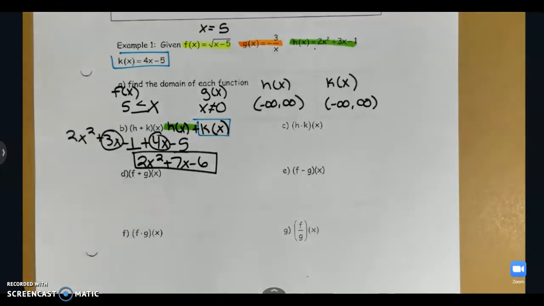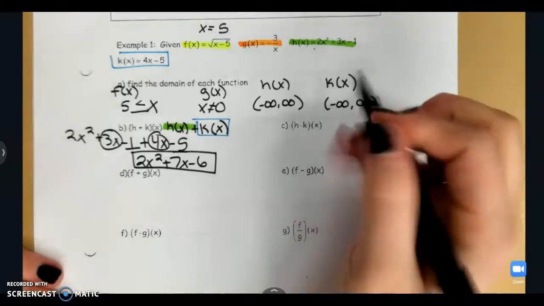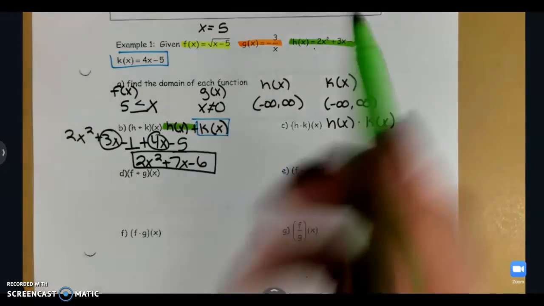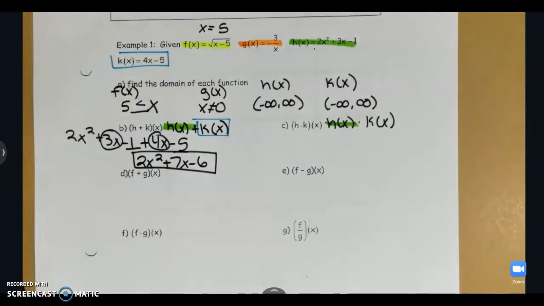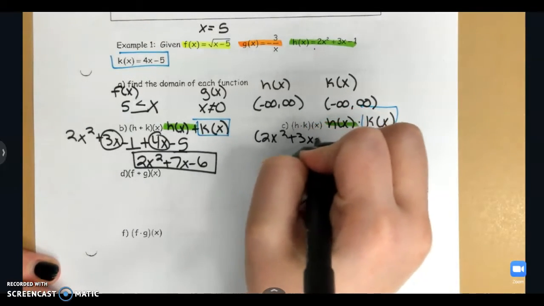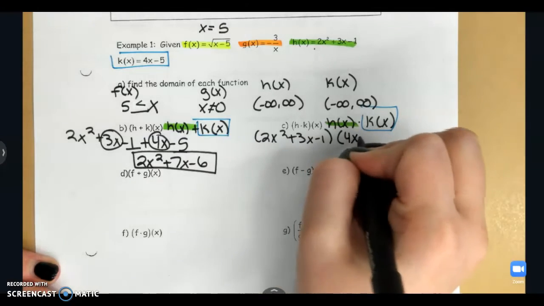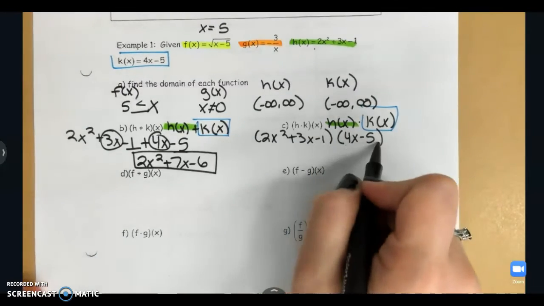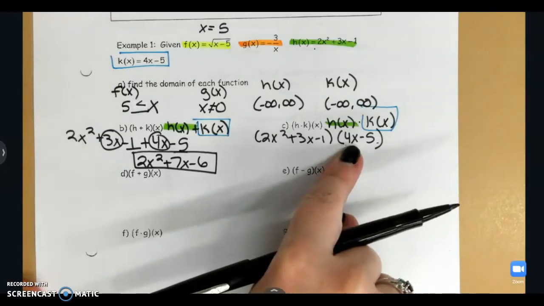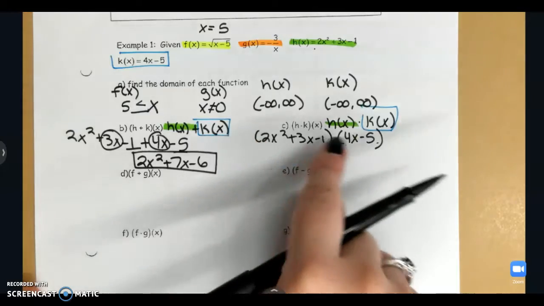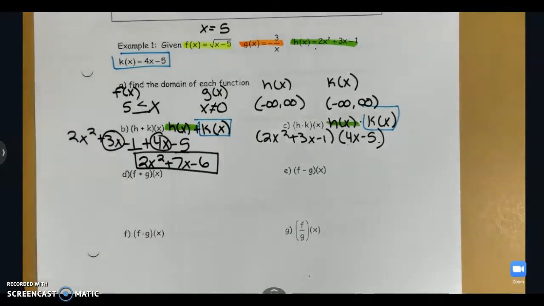Then part C, this is the product. So this is going to be h of x times k of x. And again, this is my green and my blue. And I'm going to be multiplying them together. Now what I have here is a trinomial multiplied by a binomial. So I'm going to have to do multiplication 6 times. I'm going to take each piece of my binomial and multiply it by my trinomial. So the 4x times the 3 pieces, then the minus 5 times the 3 pieces. So we're doing multiplication 6 times.